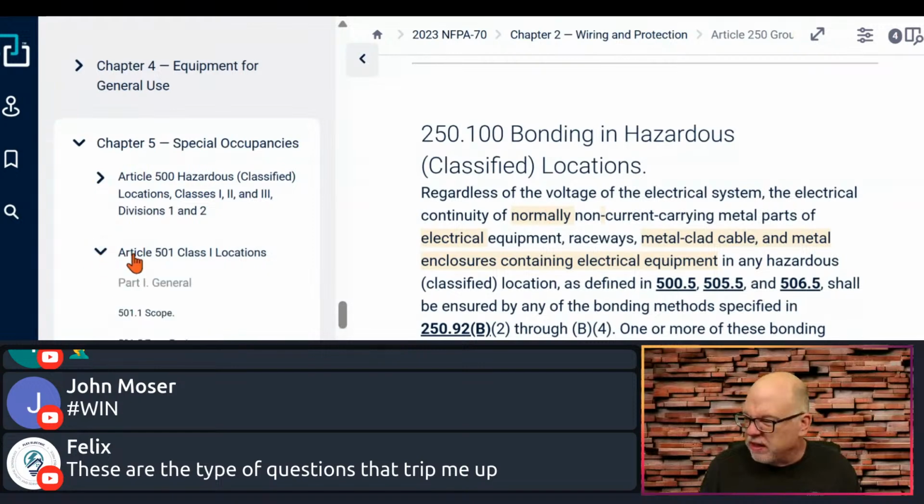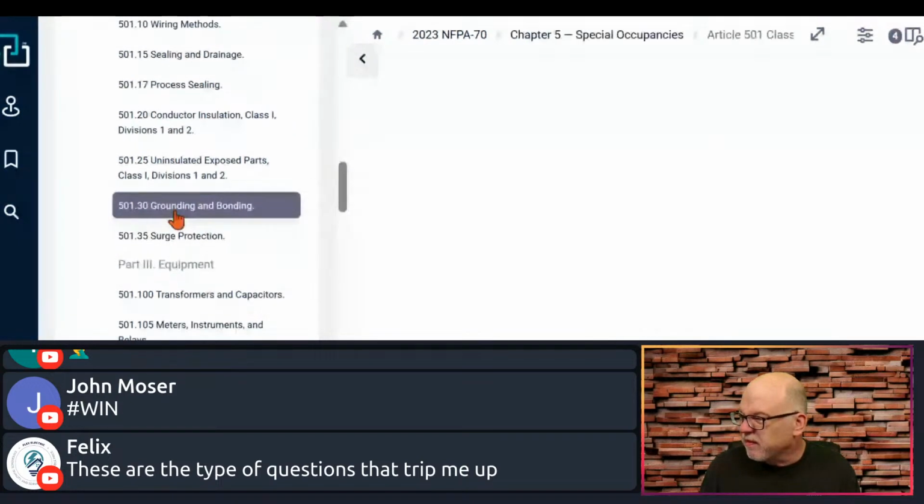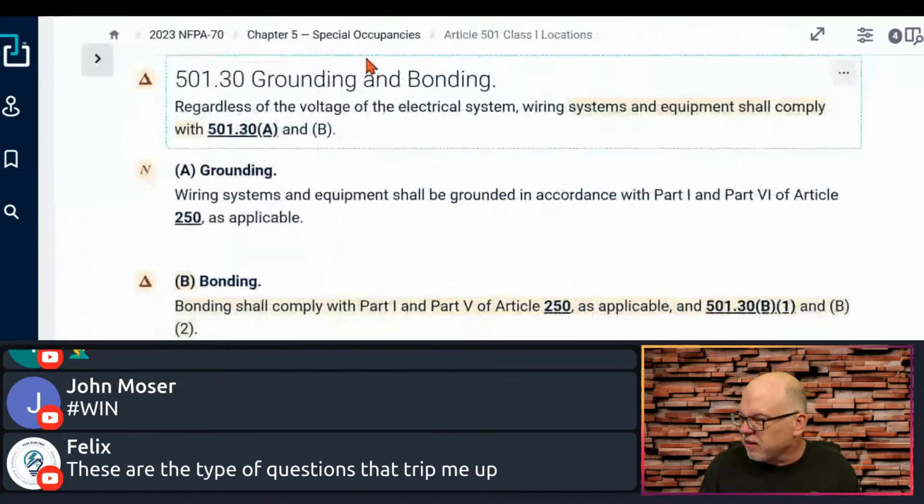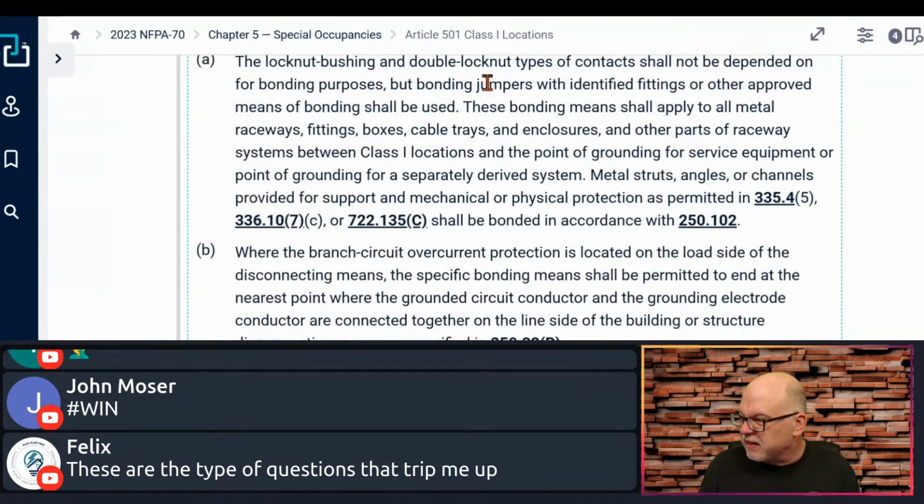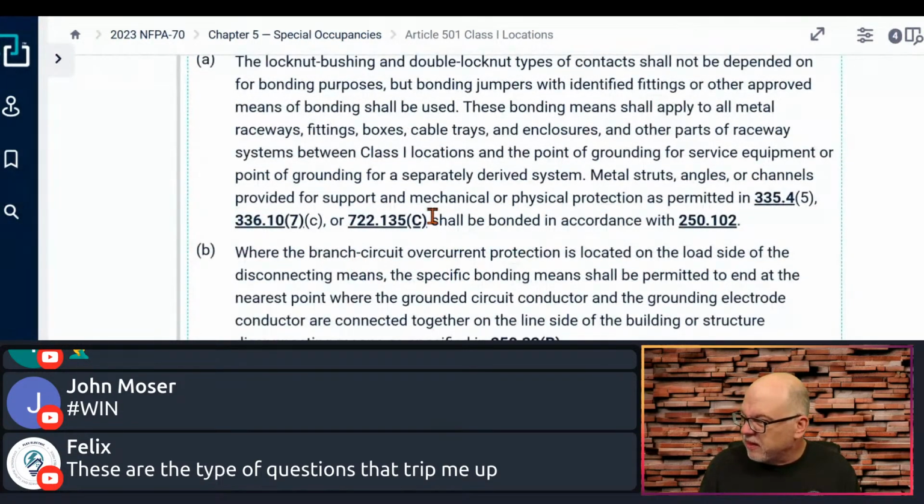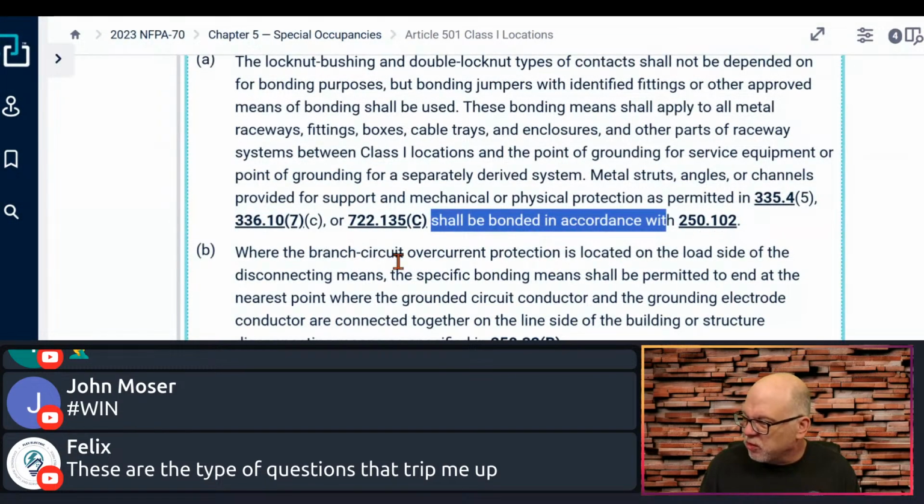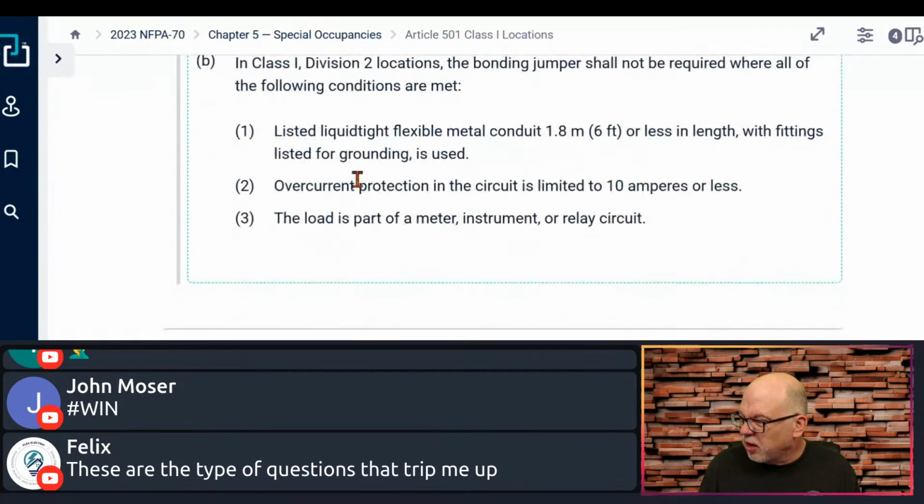So I'm going to go to 501.30 real quick just to see here. So this is grounding and bonding right here. And let's see what reference it's giving in here. Specific bonding, locknuts, double locknuts, and so on. It's giving us some reference in here. So it does give us 250.102. Doesn't necessarily give us 250.100. But it says shall be bonded in accordance with 250.102. Let's see, it talks about 251.02. It also gives us that.